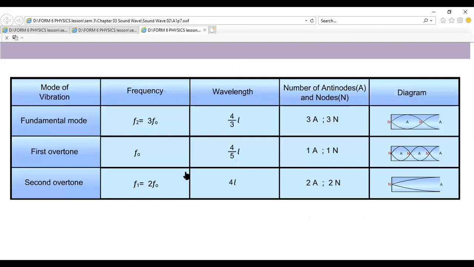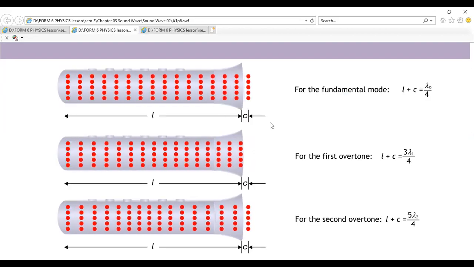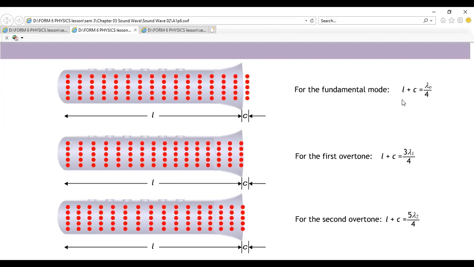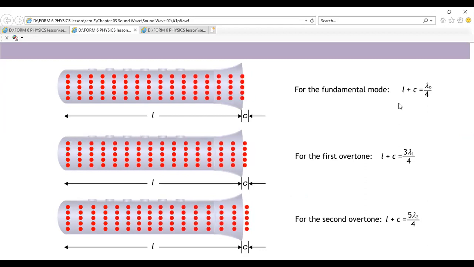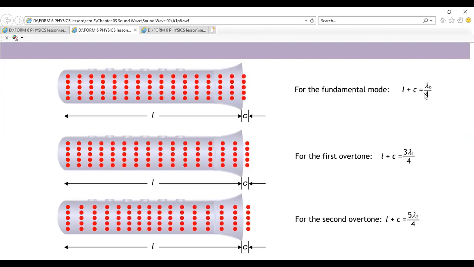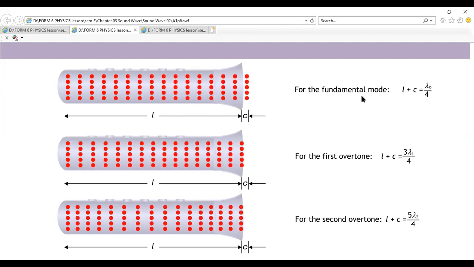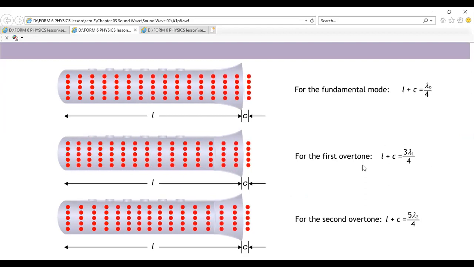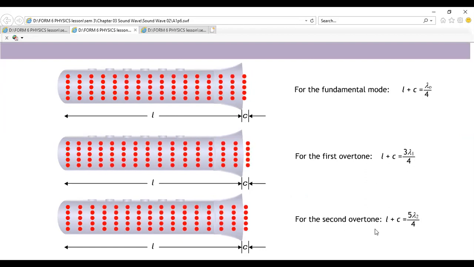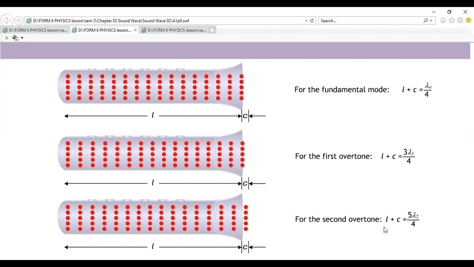So from here, generally, if the question didn't ask us to consider the end correction C, I repeat again, if the question didn't ask us to consider the C, we just assume that L equal to lambda over 4 for the fundamental mode. For the first overtone, L equal to 3 lambda 1 over 4, and the second overtone L equal to 5 lambda 2 over 4.